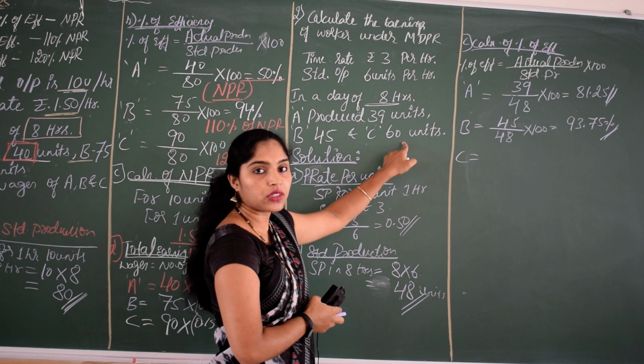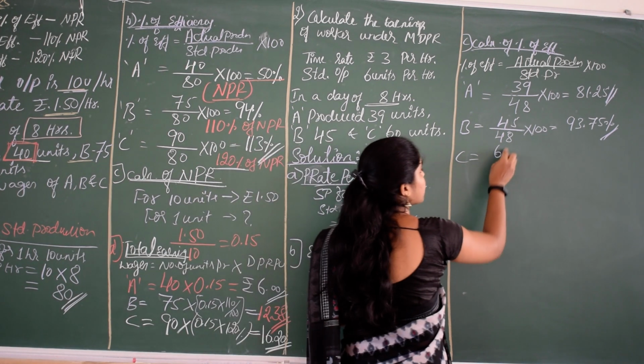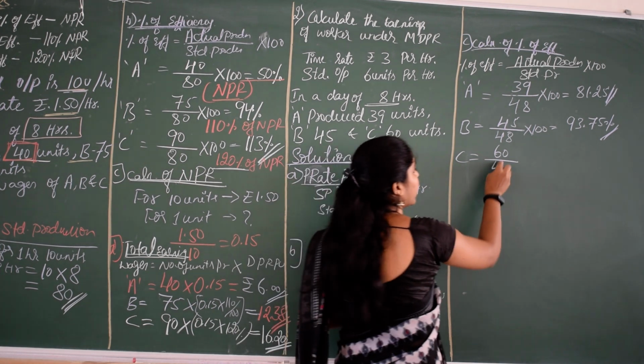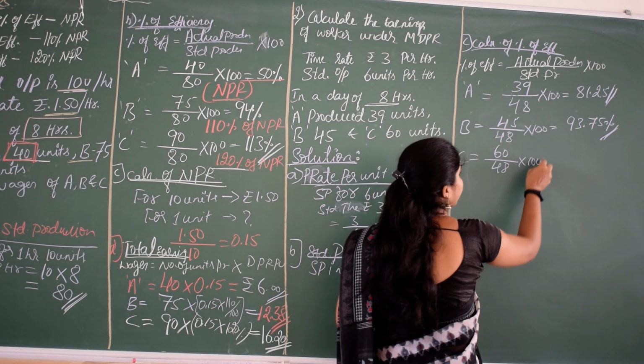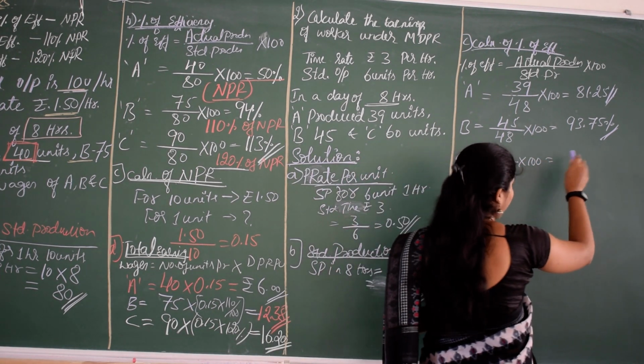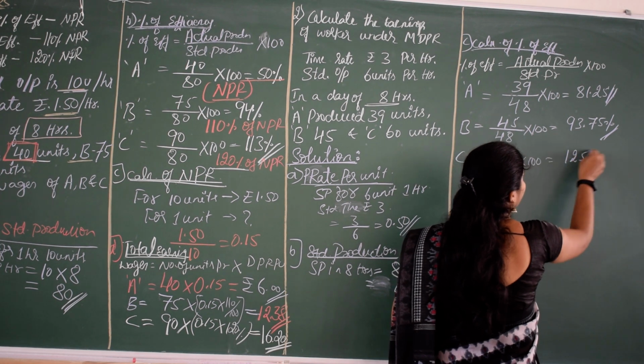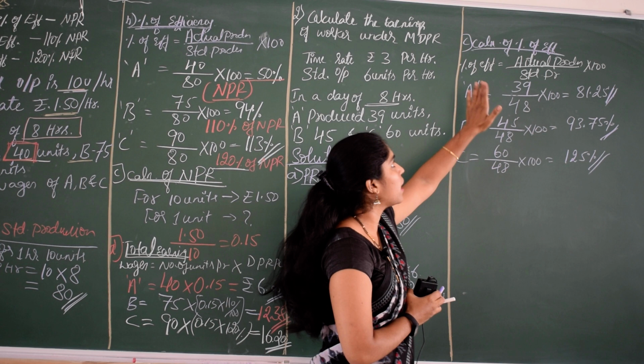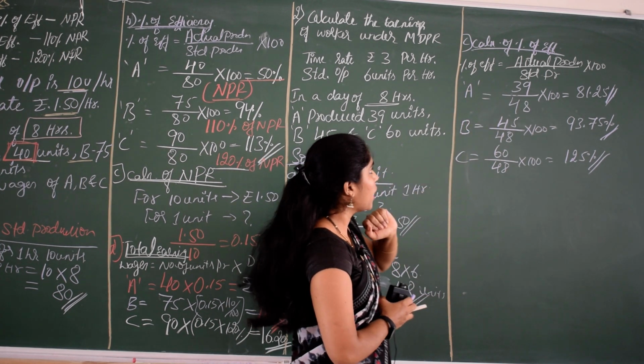So C's actual production is 60 units. 60 units, standard production 48 units into 100. So calculate this, and you will get 125%. Okay. So this is how we need to calculate the percentage of efficiency.